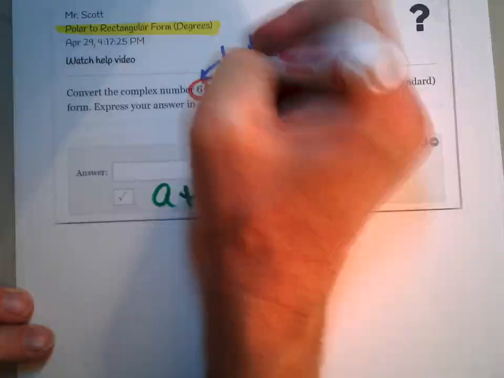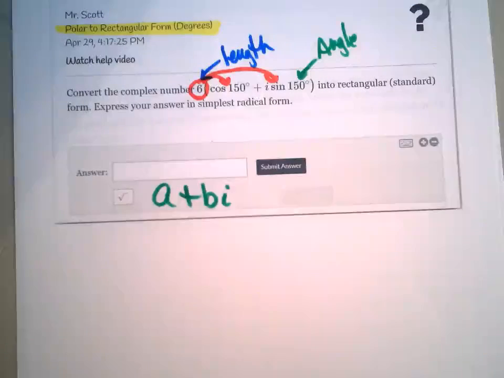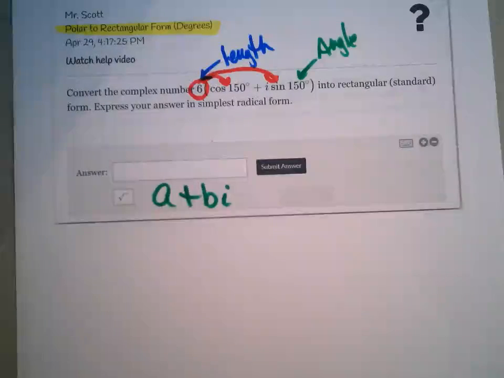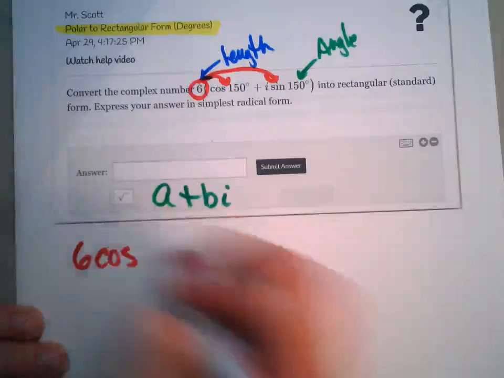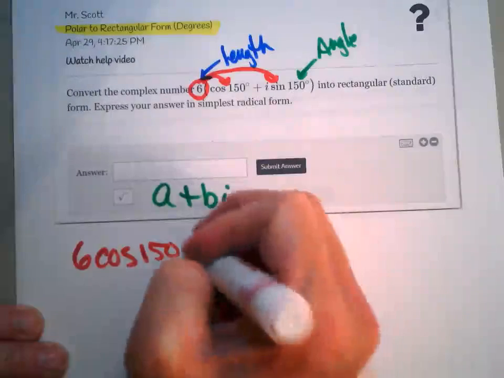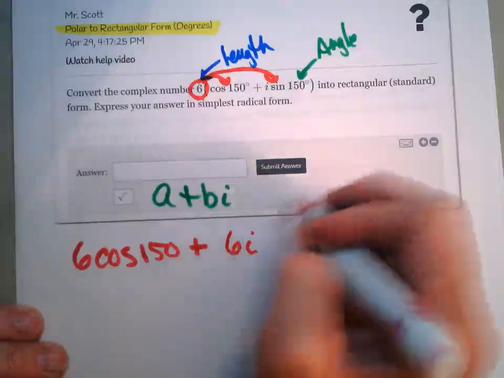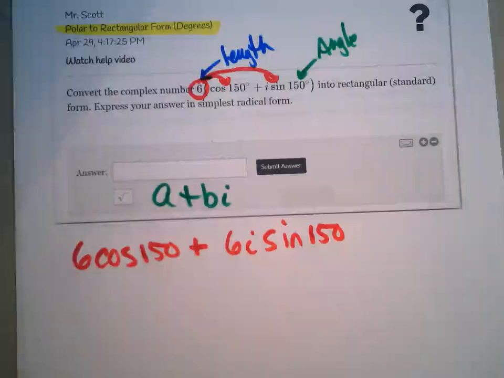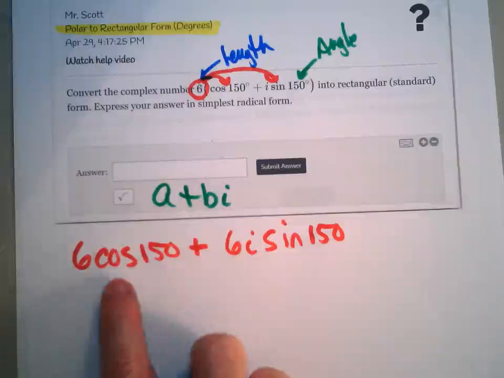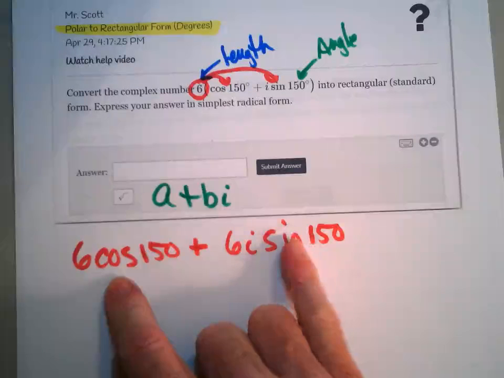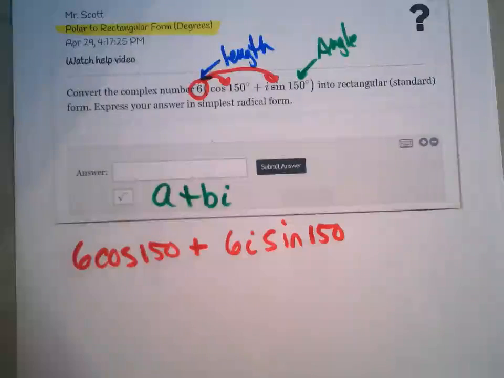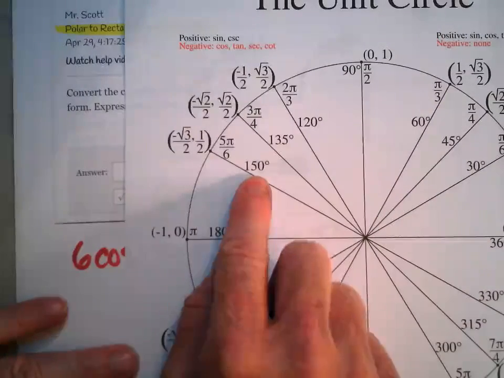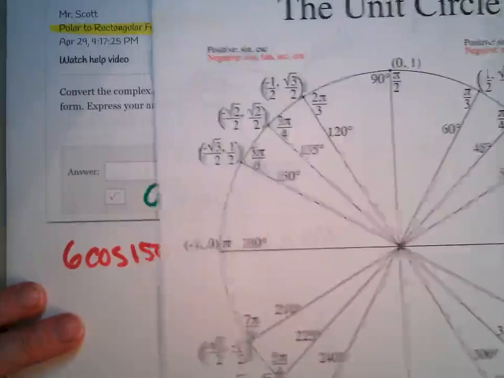So essentially, you're going to distribute the 6 into the parentheses, and we'll have 6 cosine 150 plus 6i sine 150. Okay, so I'm going to do this completely with the unit circle. All right, so 150 degrees, cosine, remember, is x, sine, remember, is y. So I'm going to go to 150 degrees. Here's 150.